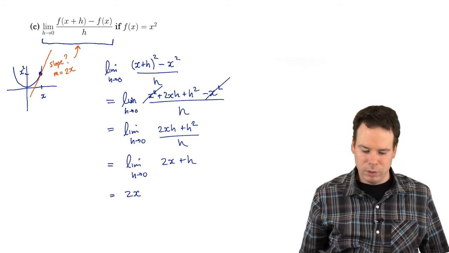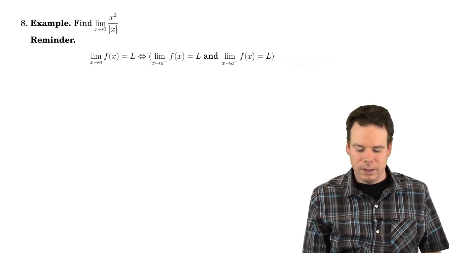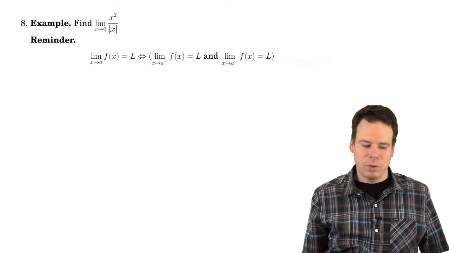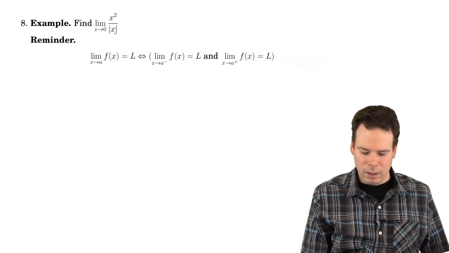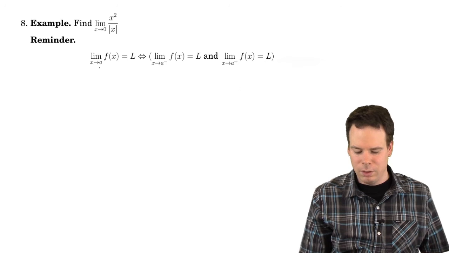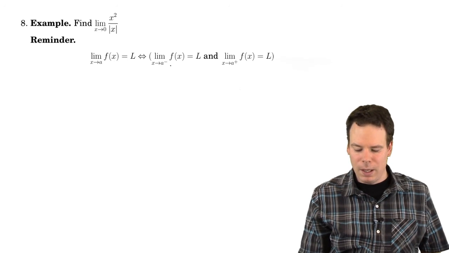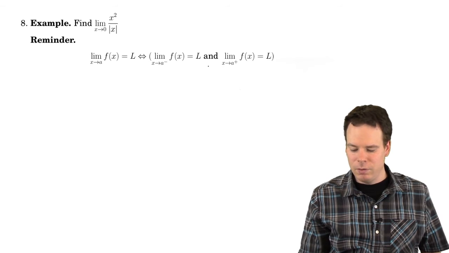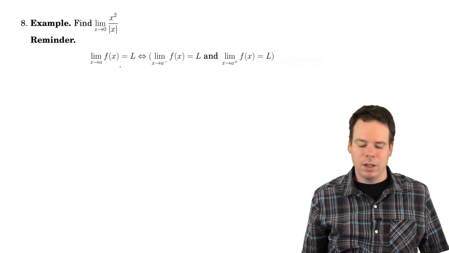Let's look at another example. Find the limit as x goes to 0 of x squared over absolute value of x. How do we do that? Well, there's a reminder here. The reminder says that you can work out the value of a limit by working out the left-hand limit and the right-hand limit. And if you get the same value for both the left and the right hand, then the general limit is that common value.